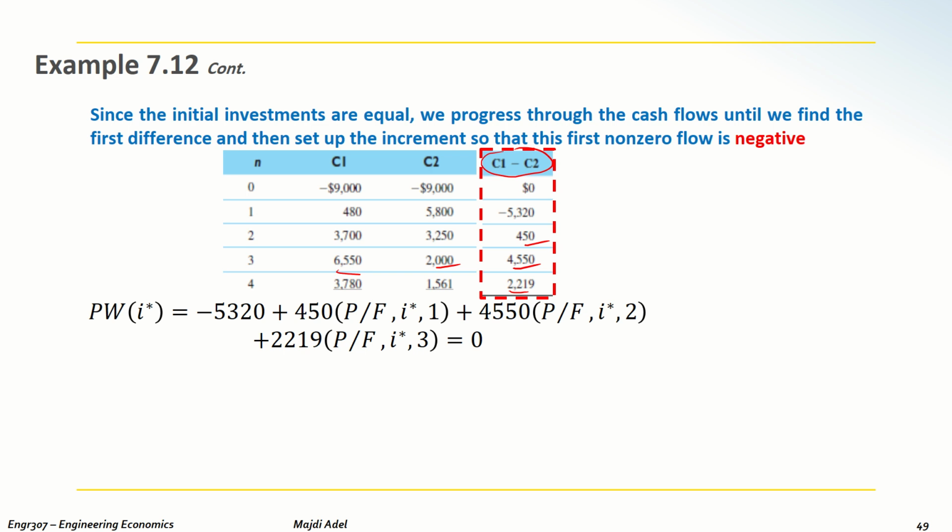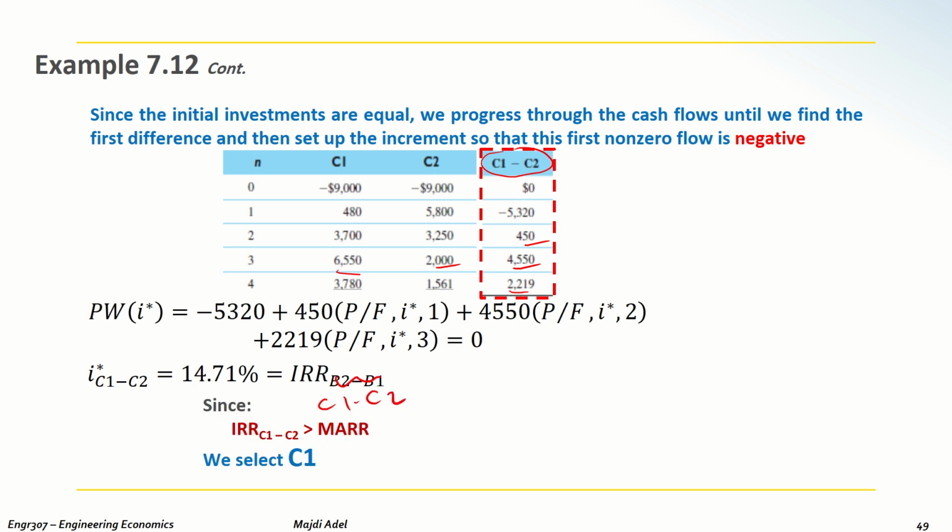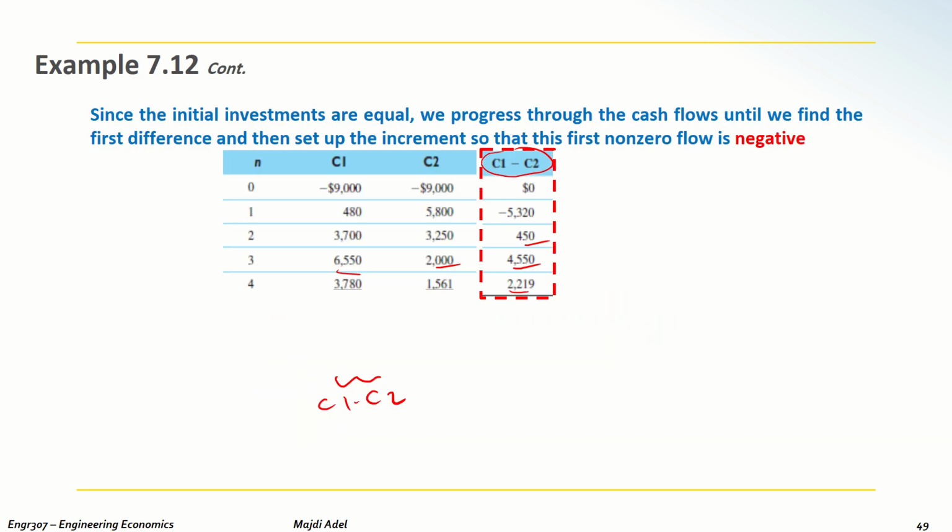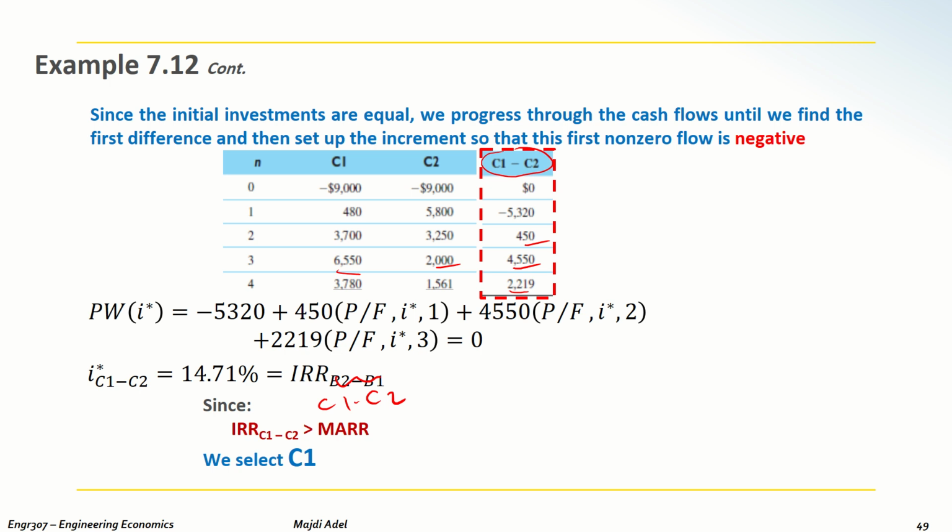Now we calculate the internal rate of return for the incremental cash flow. It's going to be 14.71%. And this is C1 minus C2. Okay? And since the internal rate of return of C1 minus C2 is greater than the MARR, in our example, the minimum attractive rate of return is 12%. So we choose C1. Okay?